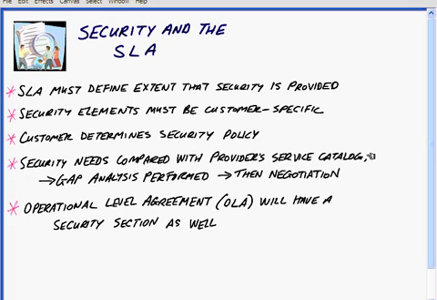Then you do a gap analysis to find if there's areas that are not met by the provider. If that's the case, you need to go to third parties or contractors or consultants. That's when the negotiation process will begin. And finally, the operational level agreement, or the previously discussed OLA, will have a security section as well as the service level agreement.